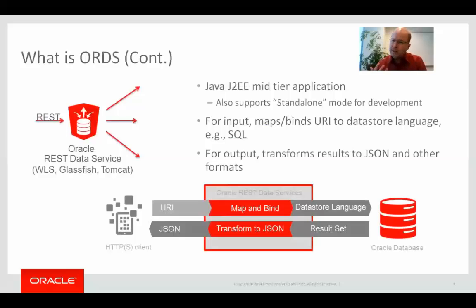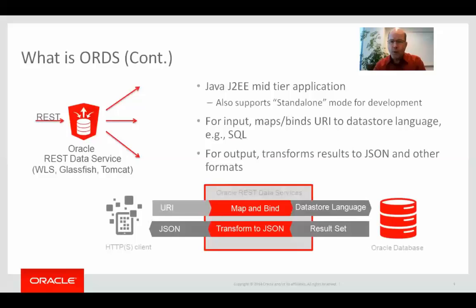But then the data store language, for example, SQL or PL/SQL in the case of the Oracle database, is processed against the Oracle data store. Results are received, and those results are then transformed into a format that the client wants to ingest. This may be JSON, which is a good one to use and is widely used.